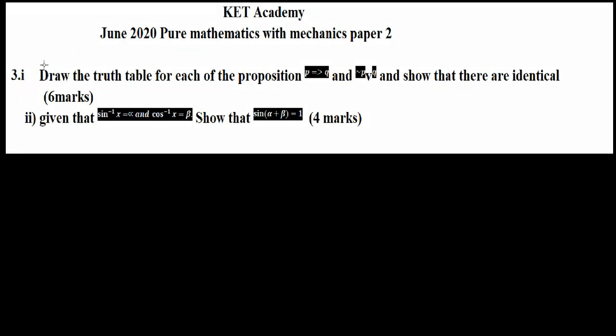Okay, question 3 sub 1 reads: draw the truth table for each of the propositions P implies Q and not P or Q, and show that they are identical. 6 marks. Sub 2: given that sine inverse of x is equal to alpha and cos inverse of x is equal to beta, show that sine of alpha plus beta is 1.